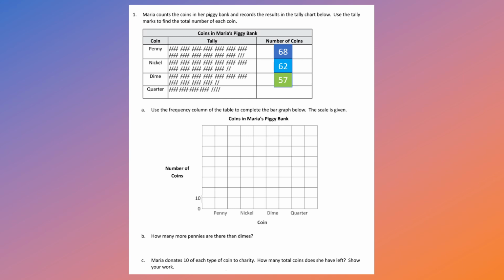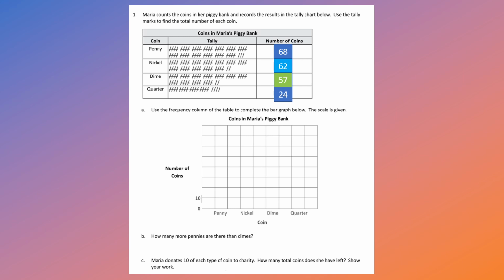And moving on to quarters. How many quarters did you determine that she had in that piggy bank according to those tally marks? 24. Perfect. Okay, now I've completed my tally chart. I have my number of coins for each type of coin. And now I can move on to the next section.